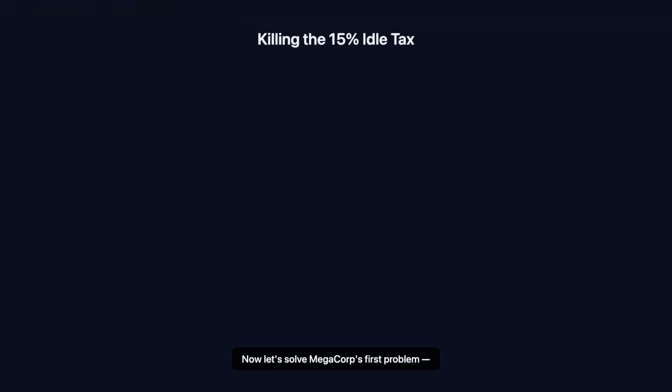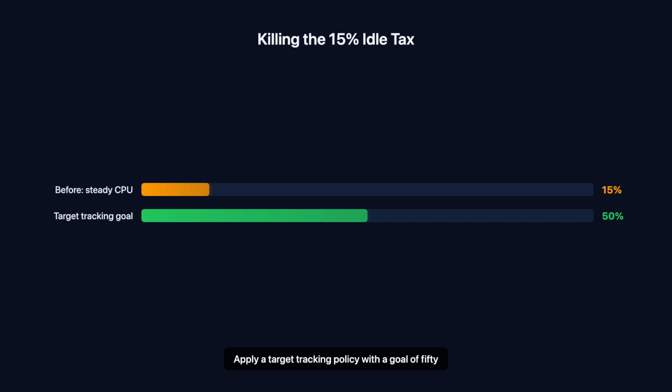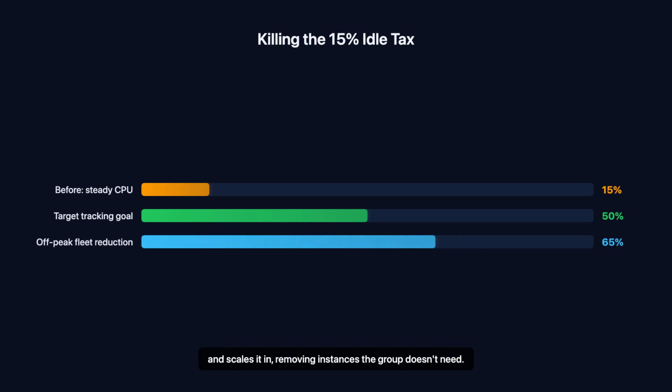Now let's solve MegaCorp's first problem: that fleet idling at 15% CPU around the clock. Apply a target tracking policy with a goal of 50% CPU utilization. During off hours, when actual load is low, the policy sees the fleet running well under target and scales it in, removing instances the group doesn't need. The reduction during quiet periods can reach 60 to 70% of the instance count, and the bill drops right along with it. Nothing about the workload changed. The fleet simply stopped paying for capacity it wasn't using.